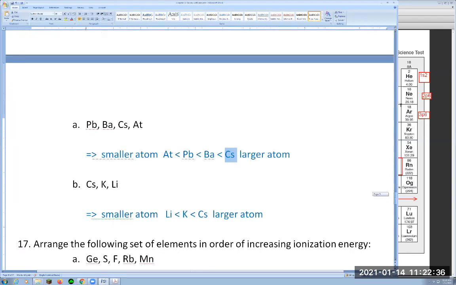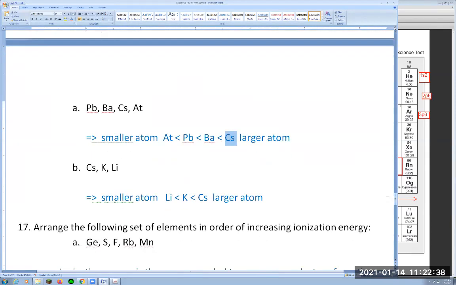Let's go through question 17. Arrange the following sets of elements in order of increasing ionization energy. So we have germanium, S for sulfur, F for fluorine, Rb is rubidium, and then Mn is manganese. We need to order them in order of increasing ionization energy. So let's define what is ionization energy first.